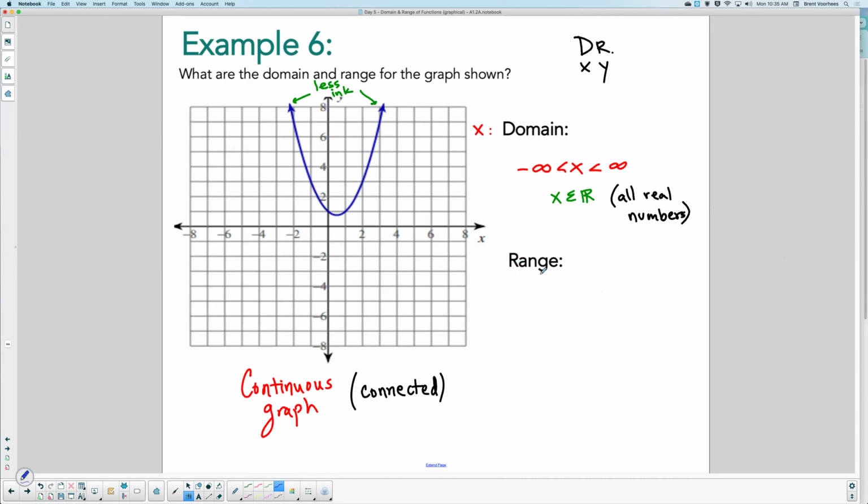Now range is different than domain. What is range concerned with? Y values. Okay, show me a y-axis with your arm. Which way does the y-axis work? Up and down. But like your grades, you want to start at the bottom and make your grades always just get better and better and better. We want to start at the bottom and work our way to the top. So here's my question. Does this graph go down forever and forever and forever? No. How low does it go?